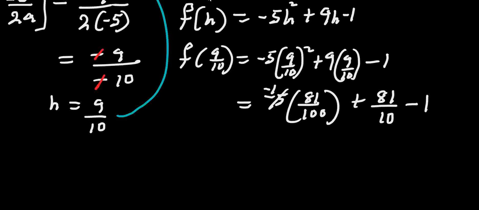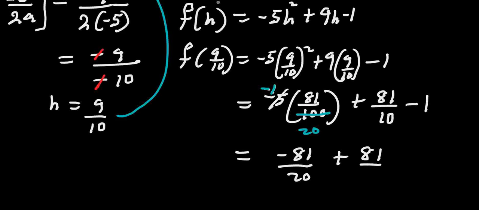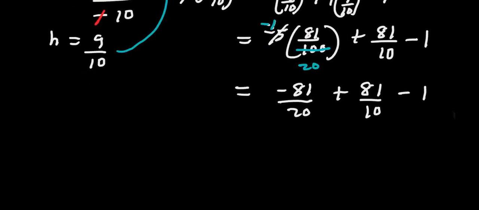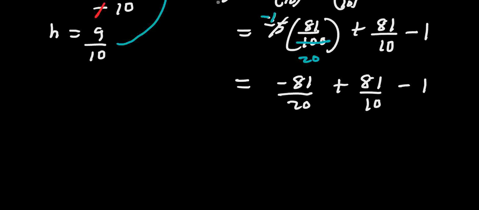And let me use a different pen. So this will become negative 1. And divide 100 by 5. This will give us 20. So automatically we're going to have negative 1 times 81 will give us negative 81 over 20, plus 81 over 10, negative 1. So now let's simplify this fraction.